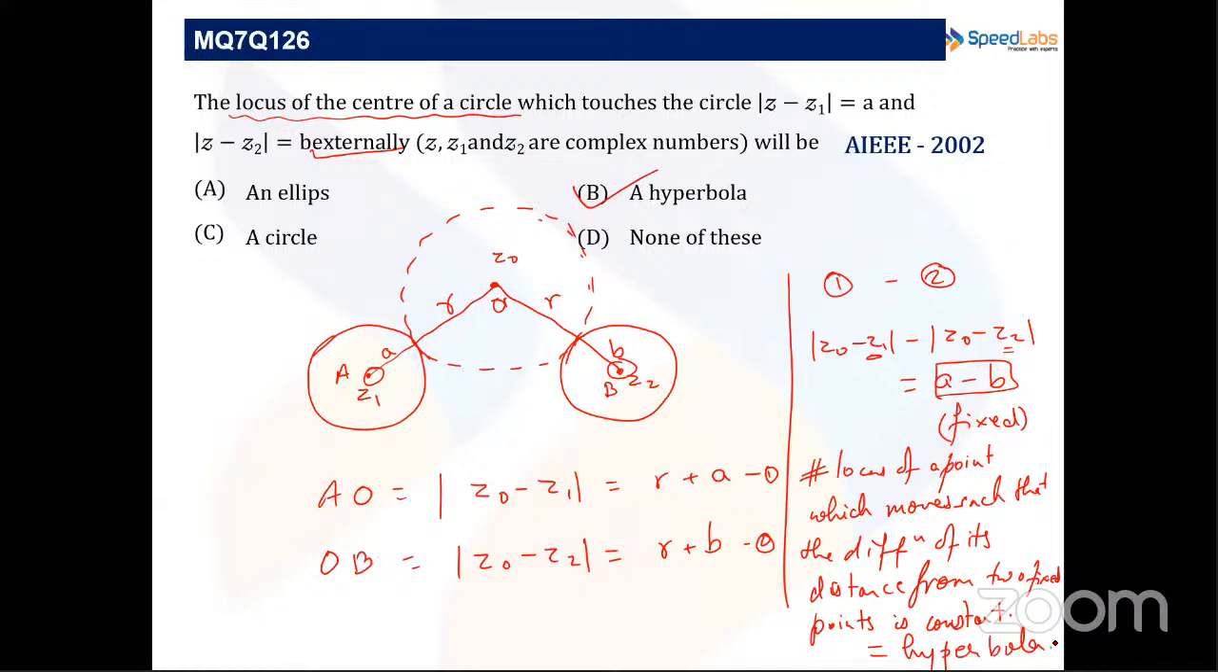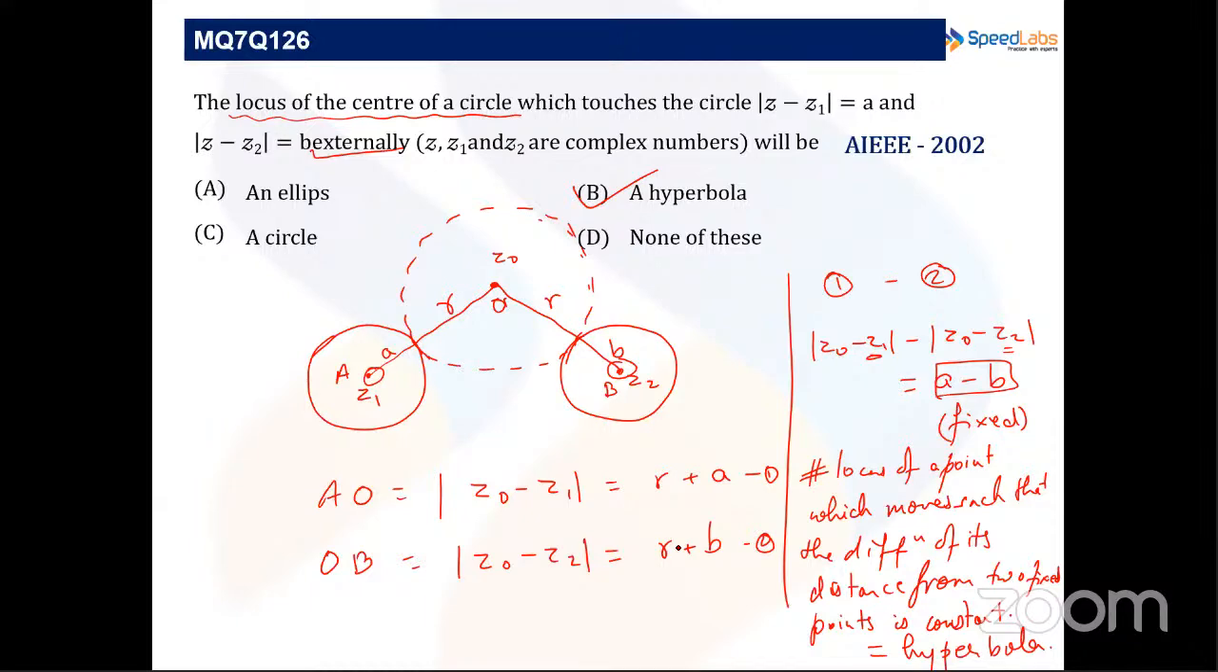And what is the locus of a point which moves such that the sum of its distances from the two fixed points is constant? Ellipse. So if this question is modified such that the circle is touching internally, then we would get R minus A, R minus B, and then also we would have subtracted only. Okay.